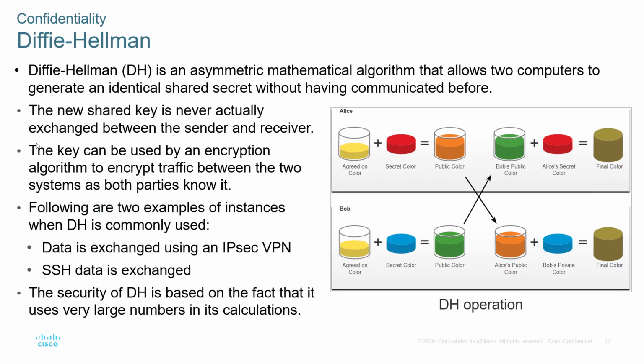The DH, the Diffie-Hellman, is an asymmetric algorithm that allows two computers to generate an identical shared secret without having communicated before. The new shared key is never actually exchanged, just calculated individually. The key can be used by an encryption algorithm to encrypt traffic between the two systems. Following are two examples: data exchanged using an IPsec VPN or SSH. Basically, the DH is calculated and verifying the keys so that we could then actually get a shared secret key without ever actually having been in communication with one another before.